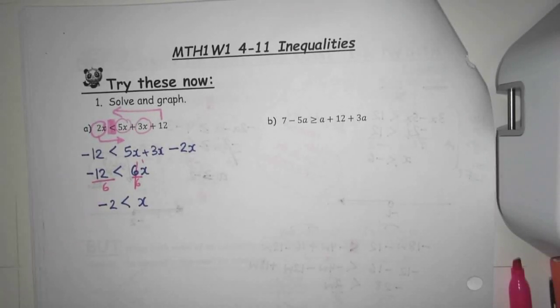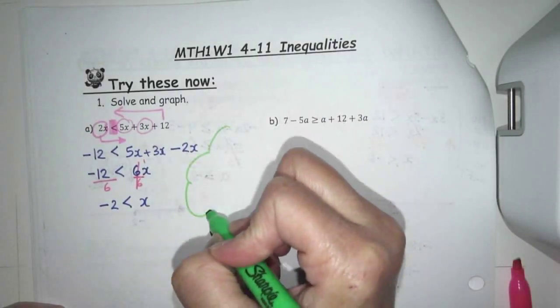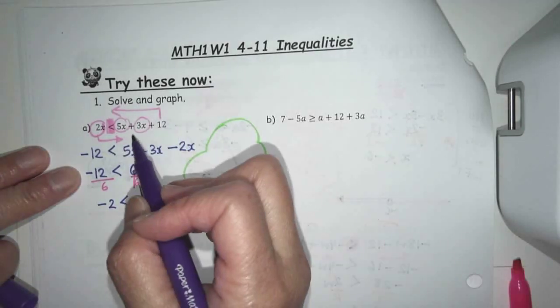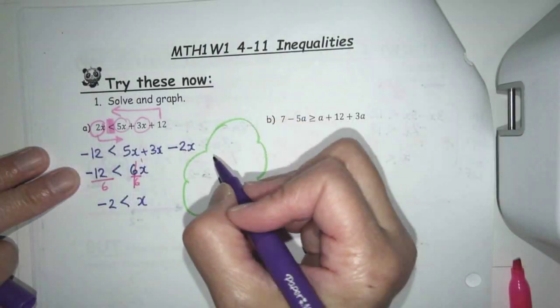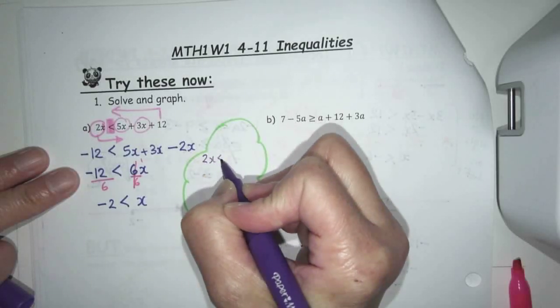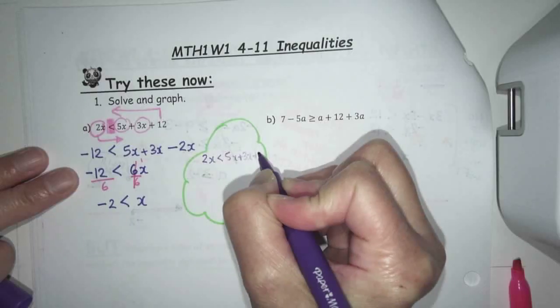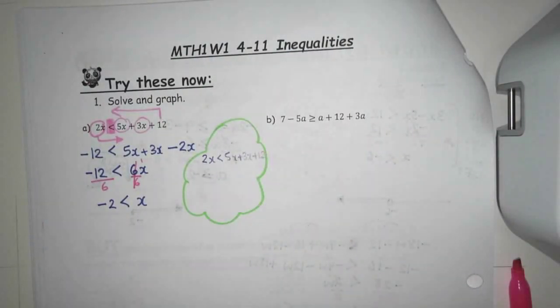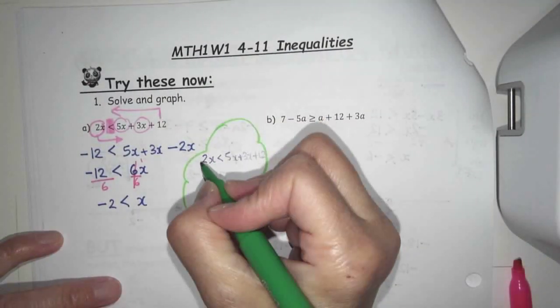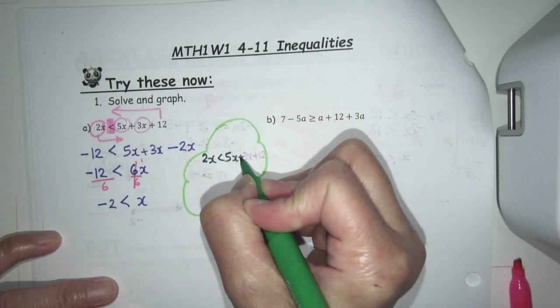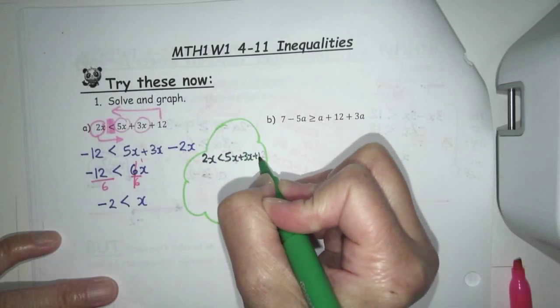Some people might say, what if I did it the other way? What if I switched the sides the other way? And that'll work as well. So I'm just going to show you both, and then I'll do the graph. So what if you said I brought the 5x over? So I'll show you. So 2x is less than 5x plus 3x plus 12. So we go 2x, this is 5x, 3x plus 12.